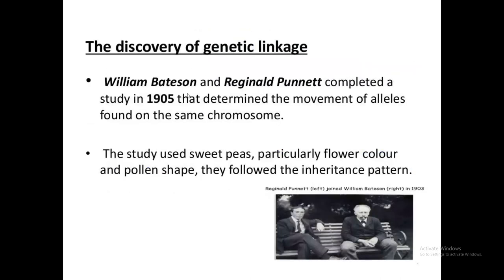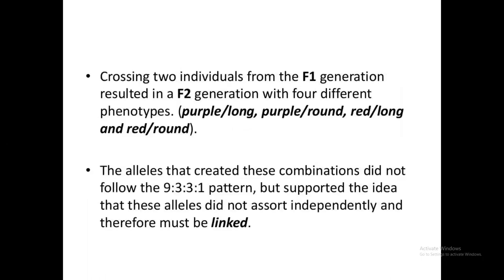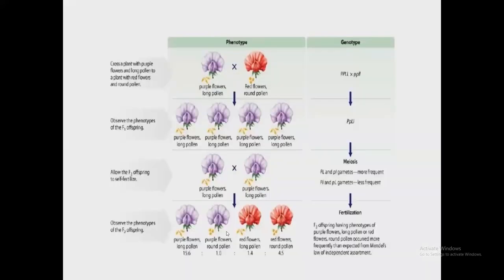Last class we saw a bit about Bateson and Punnett. They worked on the linkage concept, and the plant they worked on is Lathyrus odoratus. They did a dihybrid cross and could not get the 9:3:3:1 ratio shown by Mendel. The two characters taken are flower color and pollen shape, purple and long pollen. These two are the parental characters.